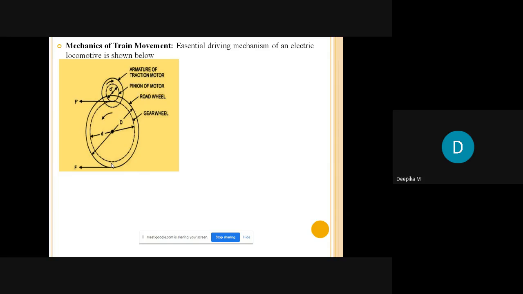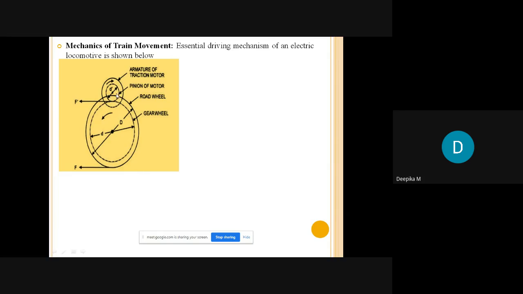That means there will be a traction motor. The traction motor is rotating, and the shaft is usually at the armature of the traction motor. When the shaft rotates, the pinion attached to the same shaft also rotates, and when the pinion rotates, the gear also rotates. So the mechanical energy is transmitted from the motor to the wheel. Then when the gear wheel rotates, the road wheel also rotates. Hence the movement of the train is possible.